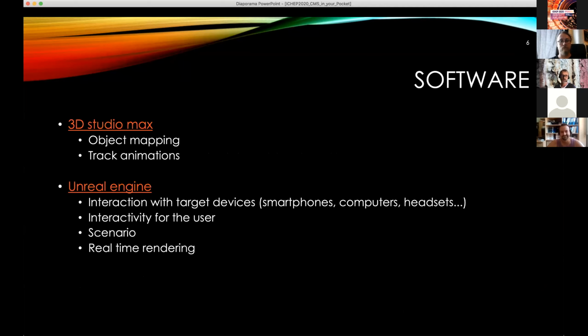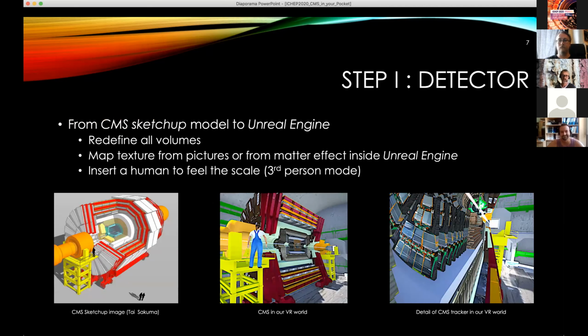So from a technical point of view, about the software, we use 3D Studio Max for the object mapping and the track animations. And we use Unreal Engine for the interaction with the target device, smartphone, computers, headset, interactivity for the user, scenario, real-time rendering.